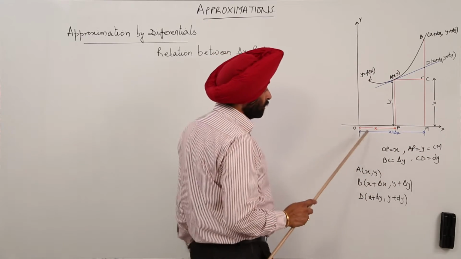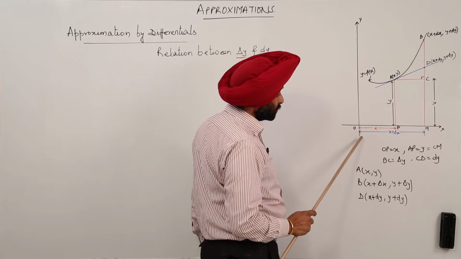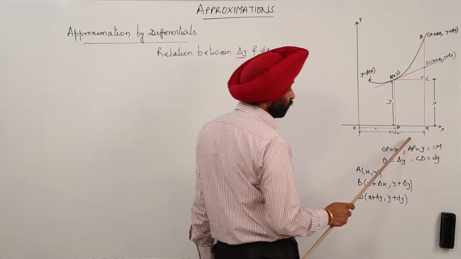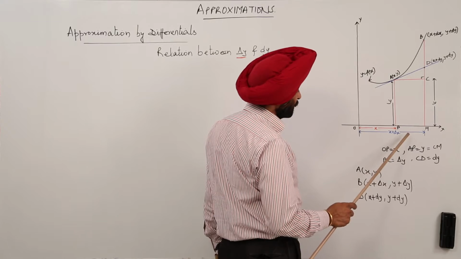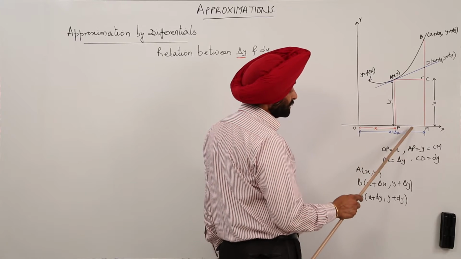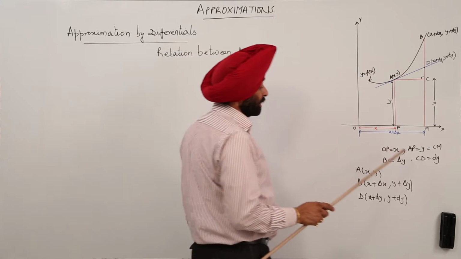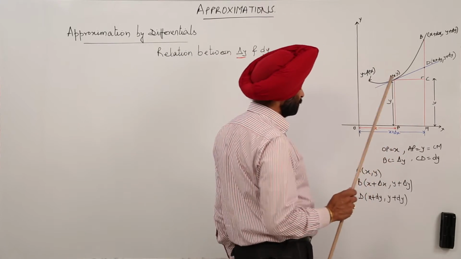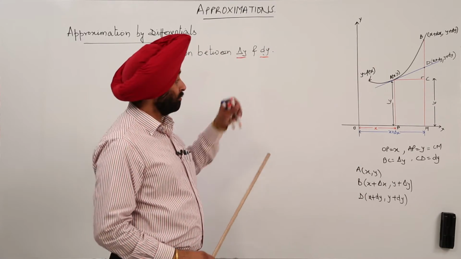Okay. Now coordinates of B are x plus delta x. It means OM is x plus delta x. And what is then PM? If PM is required by us, what is PM? x plus delta x minus x, that is delta x. Okay. Similarly, we can have BC is equal to delta y and CD is equal to dy, and these I have written as the coordinates of the figure.